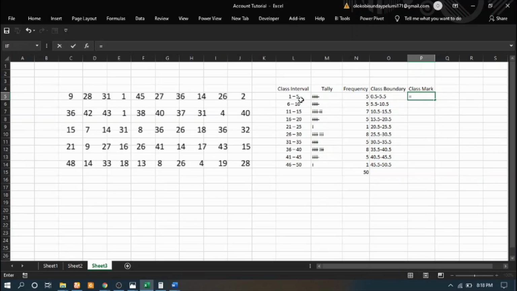Alright, so class mark, that will be equal to when we have the lower class limit plus upper class limit divided by 2. That will be that. So we have that. So that will be 6 plus 10 divided by 2, that will be 8. So this 11 plus 15 divided by 2, that will be 13. So this will be 18, this will be 23, this will be 28, this will be 33. You can confirm yourself. 38, 43, 48.